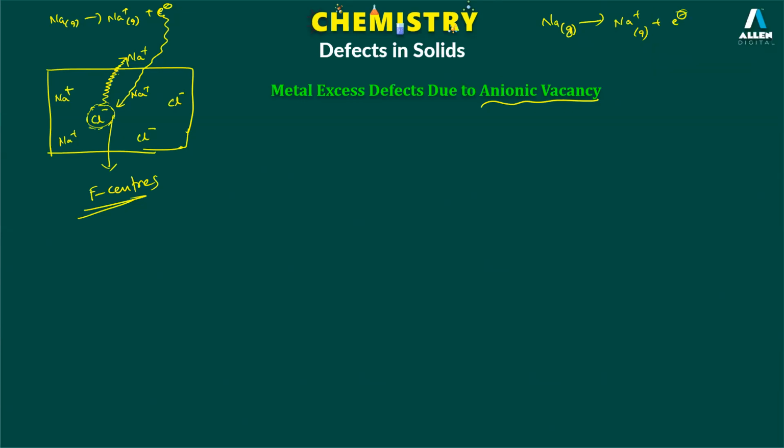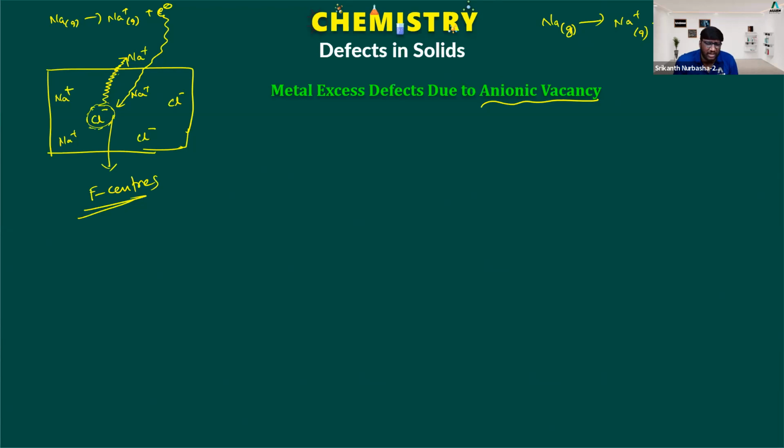Yes, sir. Very interesting point. Metal excess defect. I have taken a sodium chloride crystal, like any crystal. Above it we have sodium vapor. I am heating the vapor, which is producing Na plus. So above the crystal we have Na plus. The Na plus ion present above the crystal will be attracted by the Cl minus. So Cl minus will diffuse out of the crystal.